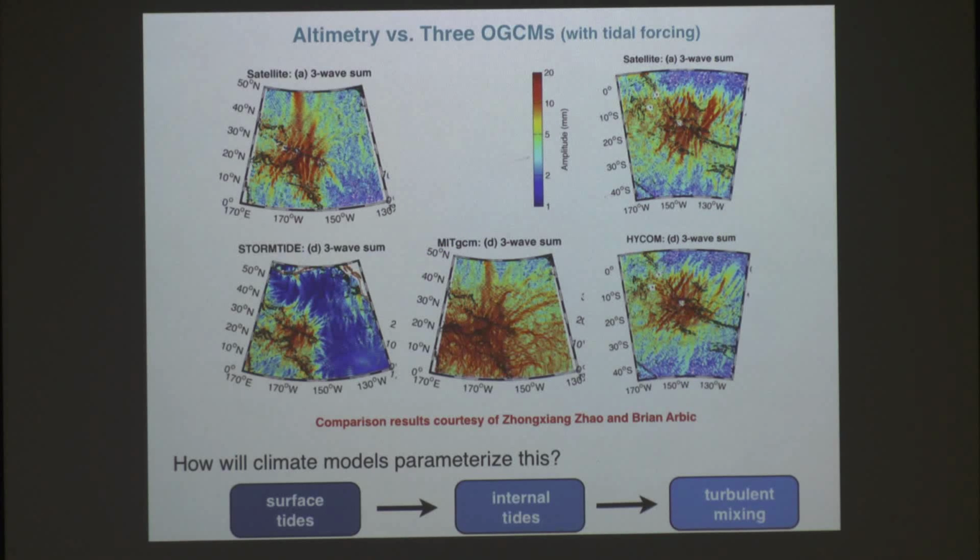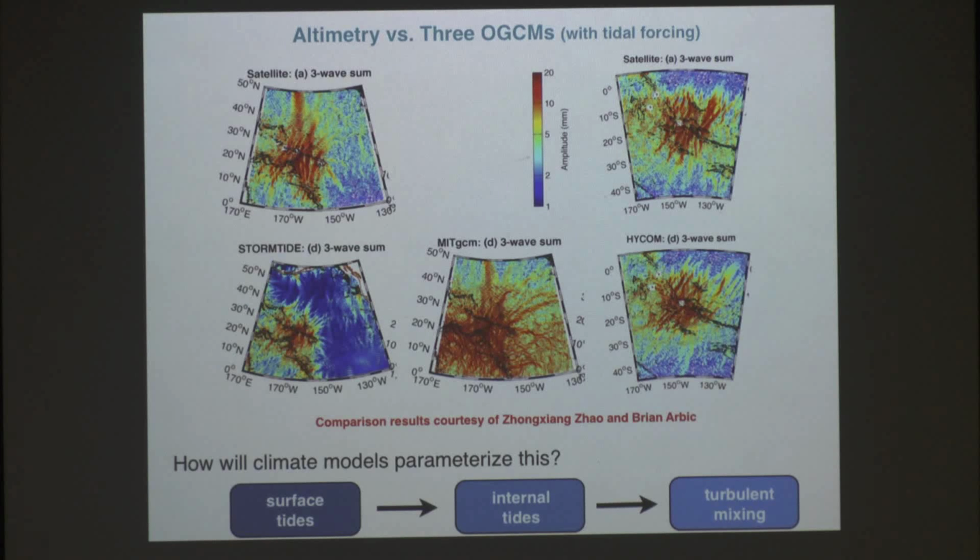But no mind, this is what the altimeter is telling you is happening around Hawaii, and this is what the altimeter tells you is happening in the South Pacific. This is what three circulation models are saying is happening. This is the storm tide model that Malte Mueller, who worked at Hamburg, is running. This is the MIT ECHO model, and then this is the HYCOM model that Brian Arbic is running at Stennis.